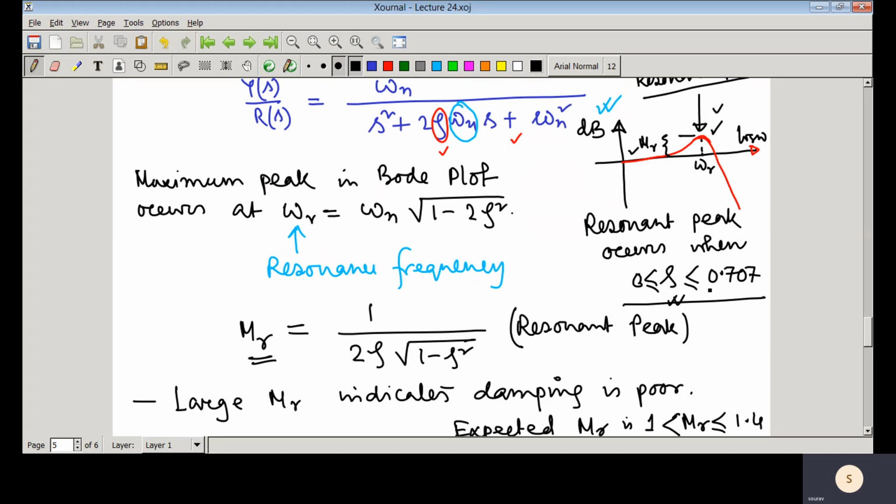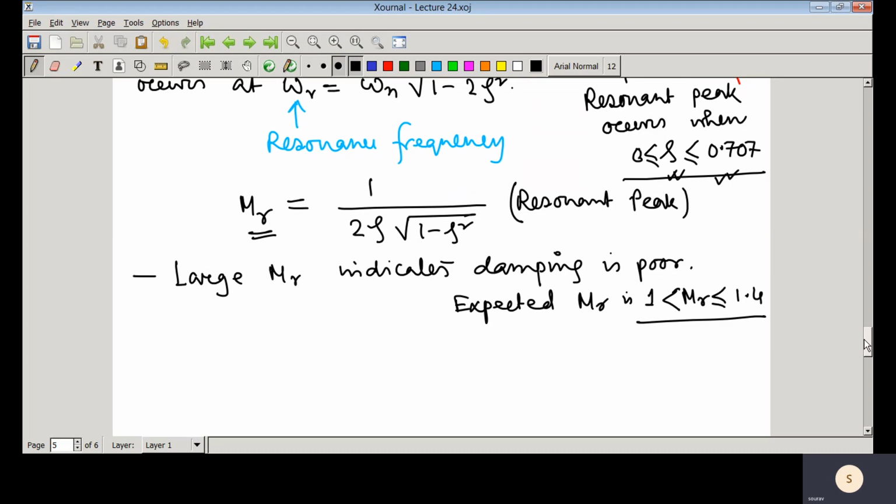You should not be confused with the time response, because in the time domain, the overshoot does not appear whenever zeta is greater than or equal to 1. That means whenever it is critically damped or overdamped, there is no overshoot. But here the zeta value is 0 to 0.707, and we are discussing the frequency response. So this is not the time response, and you should not be confused with that.